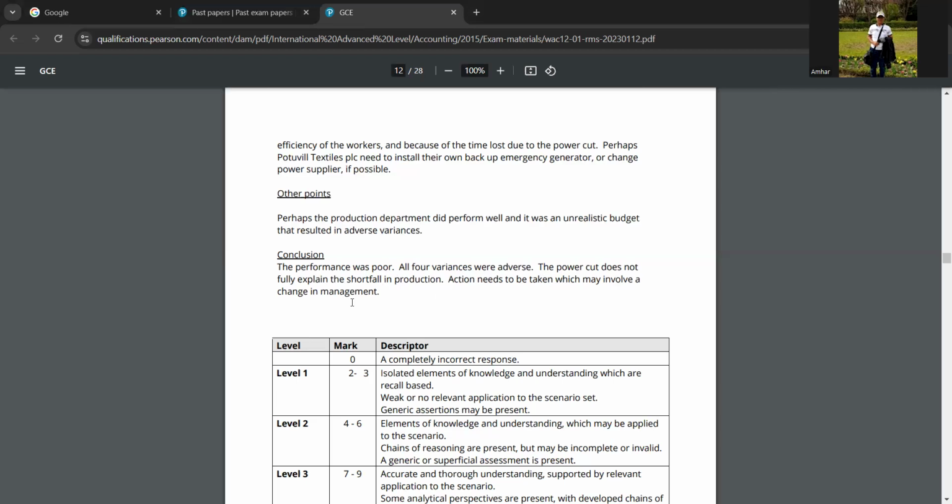If not, you can give your own conclusion. You can say to conclude the performance of Potterville Textile PLC was poor because all four variances were adverse, and the management should take steps to correct this and improve the business. Okay, so you can give a conclusion like that. Did you understand the whole answer now? Yeah, I understand the whole answer. Okay.